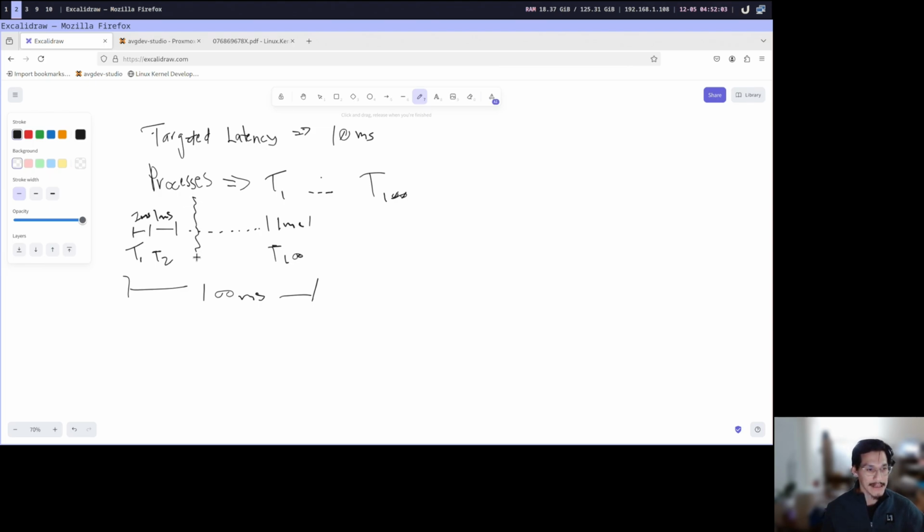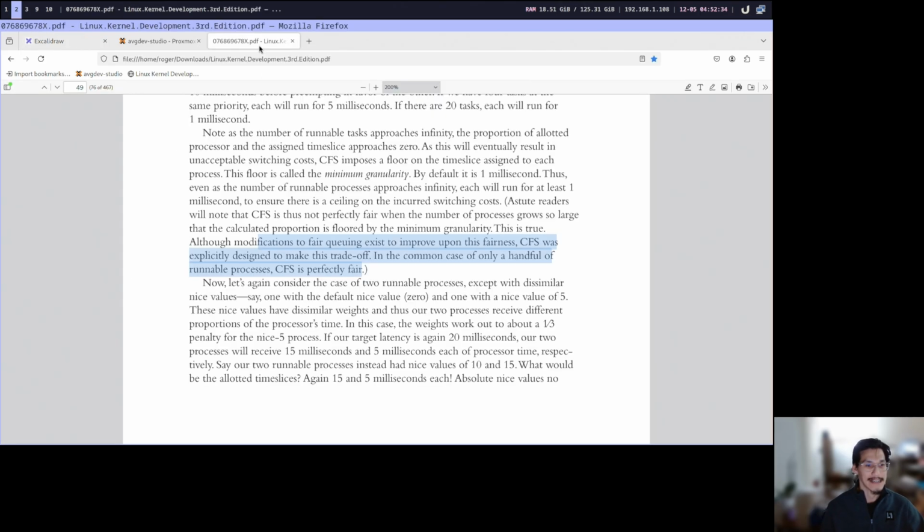I'm not sure what it does here when it's 10 milliseconds because the granularity here is 1 millisecond, right? That's the minimum. Minimum time is 1 millisecond in this case. So if we had 100, they're saying that it's not completely fair in this case when that happens, and that's like the flaw. Here, each process will run for at least 1 millisecond to ensure that there's a ceiling on the incurred switching cost, because we don't want to go lower, otherwise context switching is going to be very expensive. So I'm guessing that it probably just moves on and it misses the target, but it just continues doing what it needs to do.